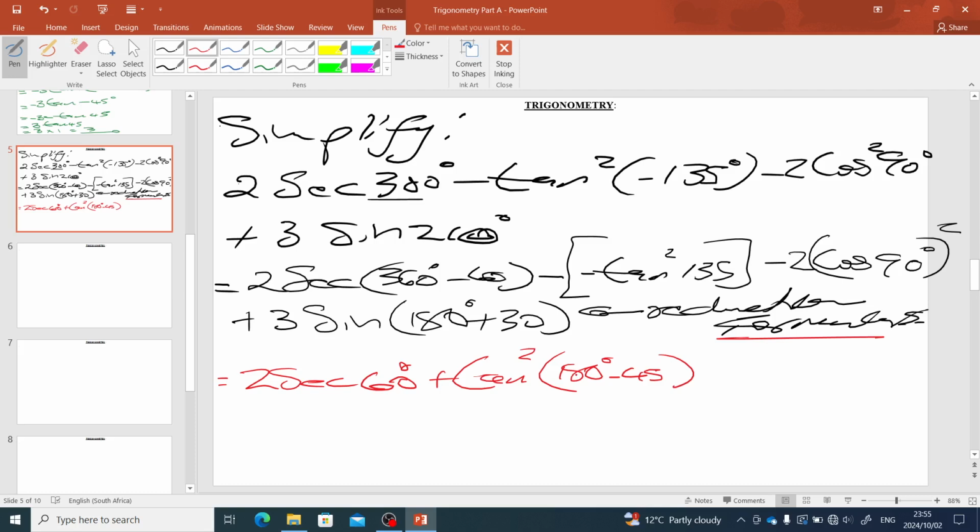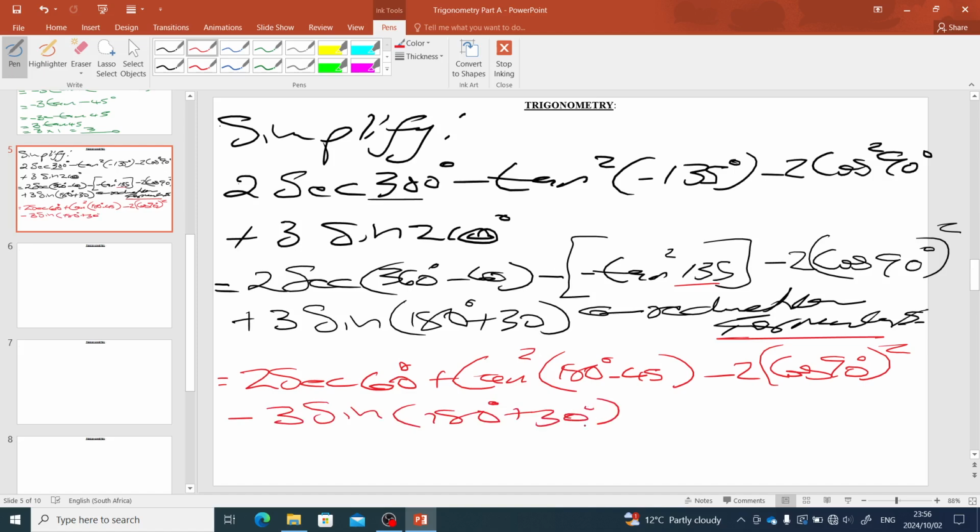Because 180 minus 45 gives you 135. Minus 2 cos squared of 90 degrees. Okay, minus 3 sine of 180 plus 30 degrees. Right, that's what we have there.